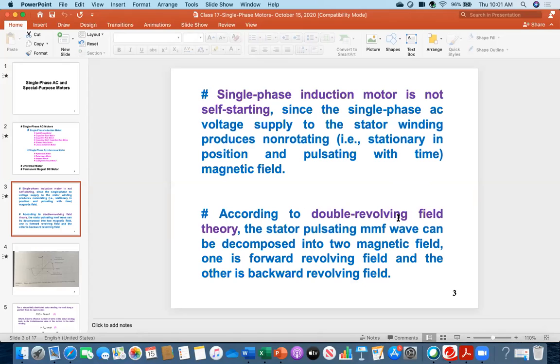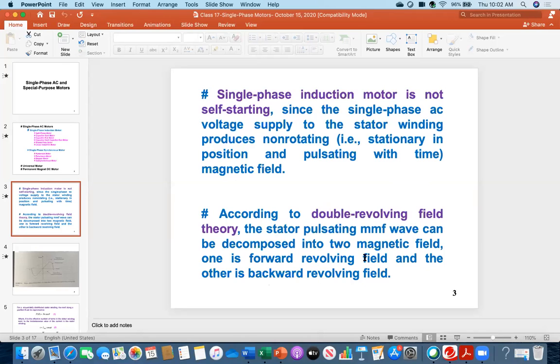And what is the theory? According to the theory, the stator pulsating magnetomotive force wave can be decomposed into two magnetic fields. One is the forward revolving field and the other one is the backward revolving field. The thing that I just explained.